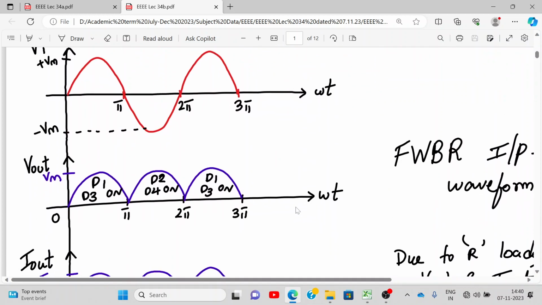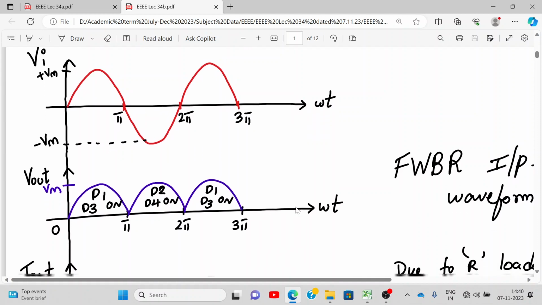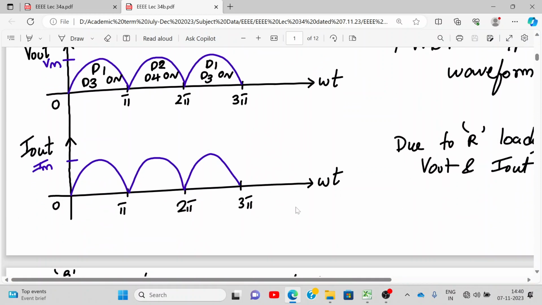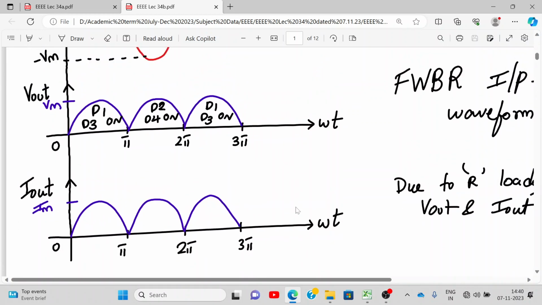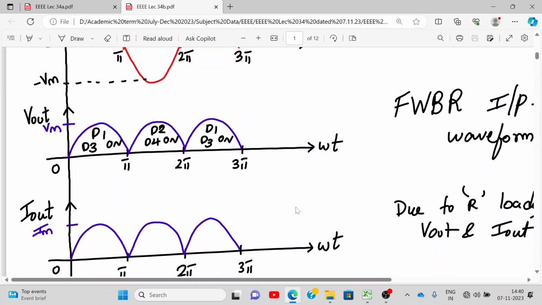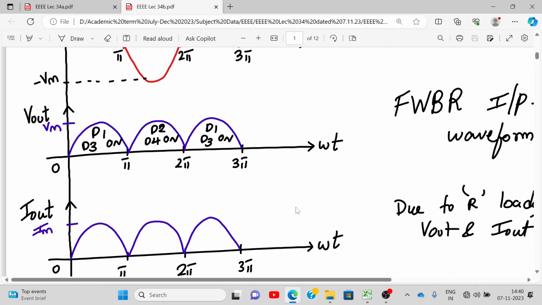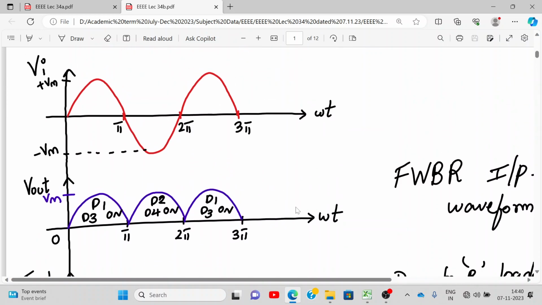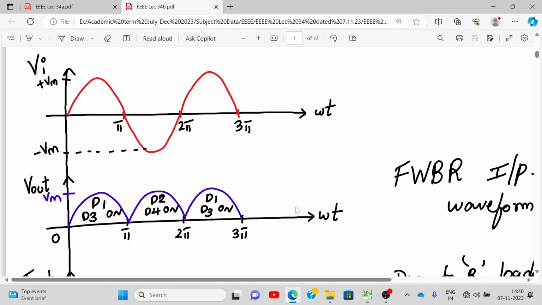So this also I have shown you, right? Vi, Vout and Iout waveforms for the diode. And why are the Iout waveforms similar in nature to the Vout waveforms? Because it's a resistive load. Alright. So if you want to draw anything, please draw it.